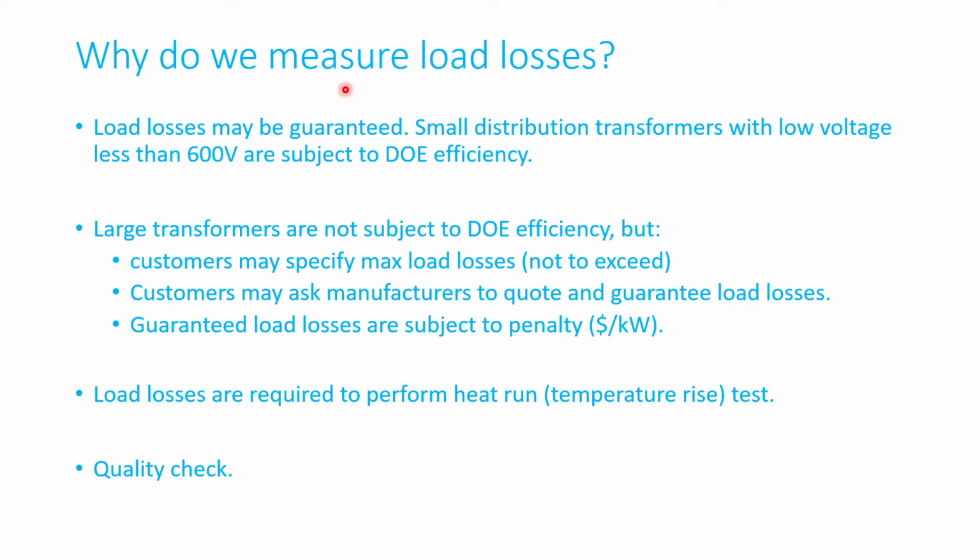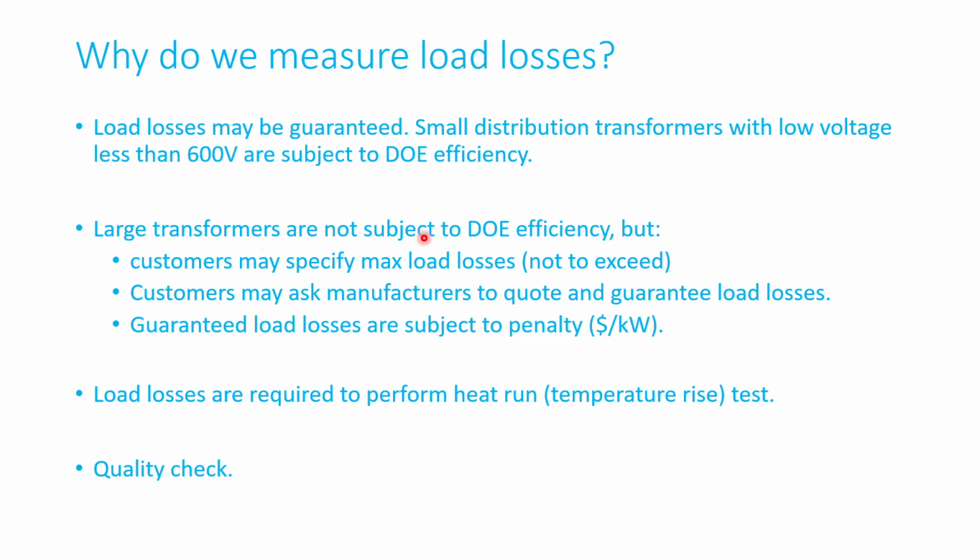Why do we measure load losses? Load losses may be guaranteed, and small distribution transformers with low voltage less than 600 volts are subject to DOE efficiency. So the Department of Energy in the United States makes it mandatory to meet efficiency values. They have a table for each kVA. This is the efficiency value you have to meet, and they publish those, and you have to stamp on the nameplate that the transformer is DOE compliant.